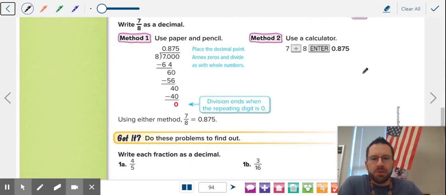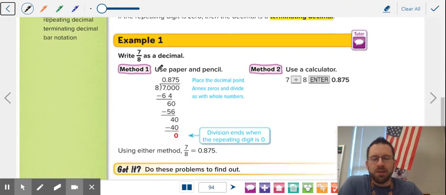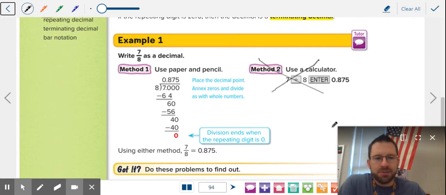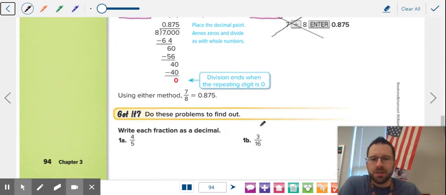So how do we write a fraction as a decimal? Okay, everybody's favorite thing in the world, using long division. Method 2, do not do. We're not allowed to use calculators yet. Sorry, later in the year you can use a calculator. Okay. So how do we write 4/5 as a decimal?